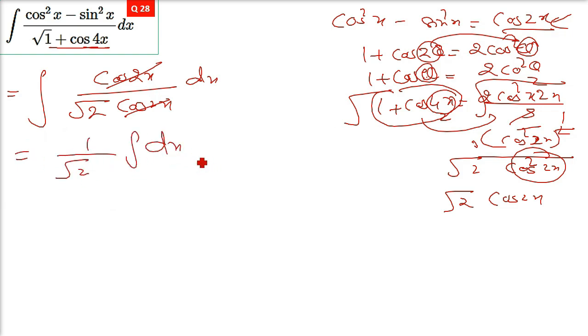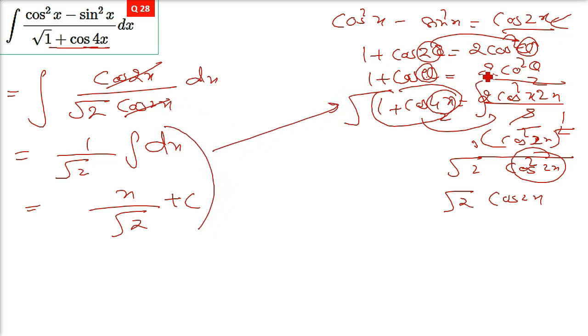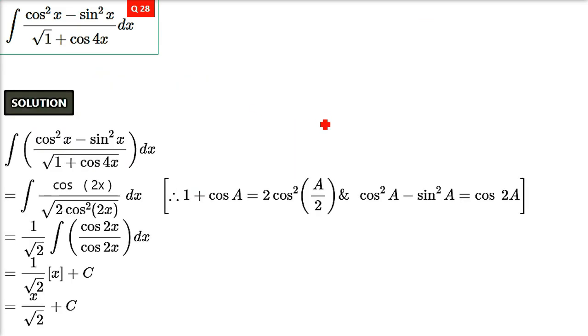Only integration of dx we have to do. So 1 by root 2 times the integration of dx is x only. So x by root 2 plus c. This is your final result. Now what you see here is a simple result, but this has come from the right explanation which we did. If you are aware of the formula, this question will be very easy for you. Otherwise it will be very difficult, because getting to x by root 2 without knowing the relationship is difficult. So all these need to be known.